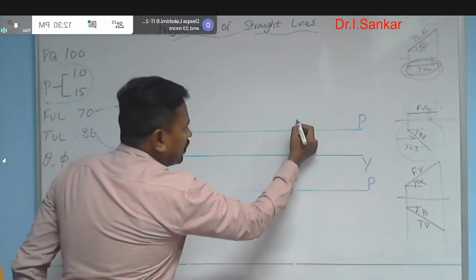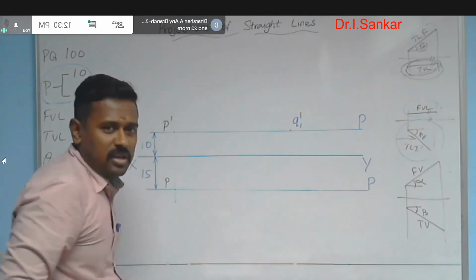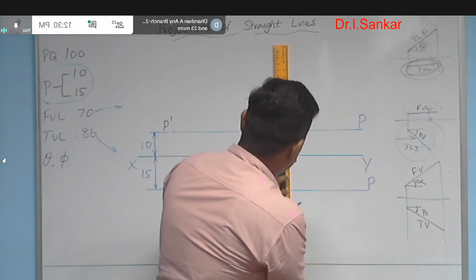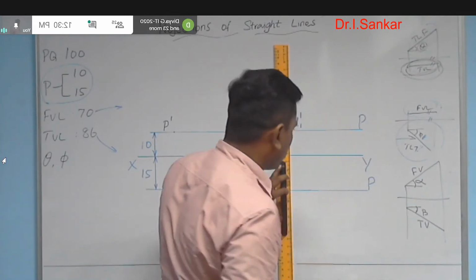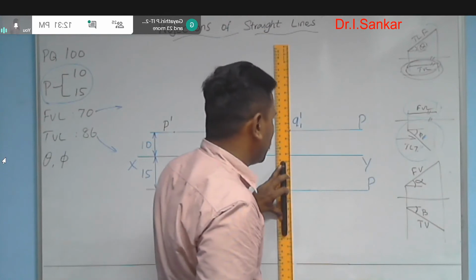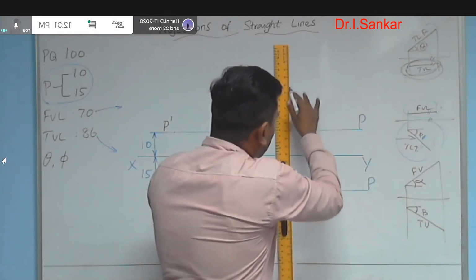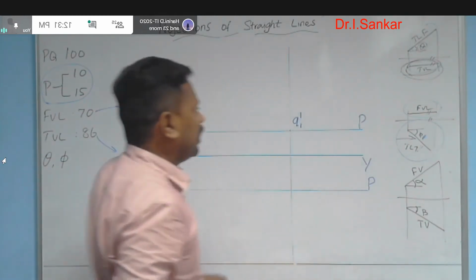This is nothing but Q1 dash. Okay, Q1 dash. And immediately you can draw the projector for this. The projector should be perpendicular to the XY line. And once you are doing these things with the help of the drafter, definitely you need not worry about whether it is going perpendicular to XY or not.